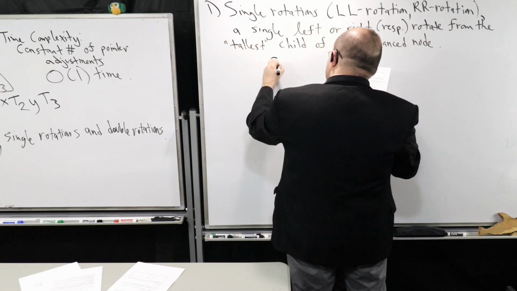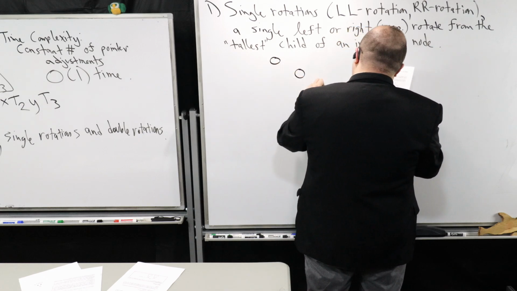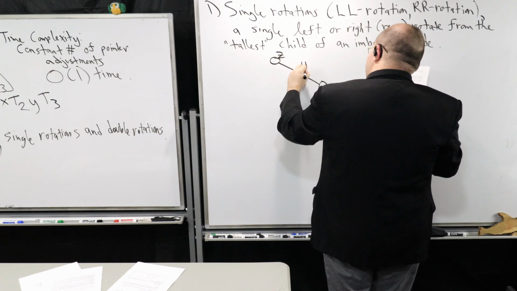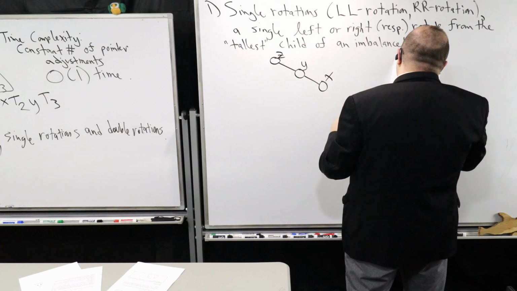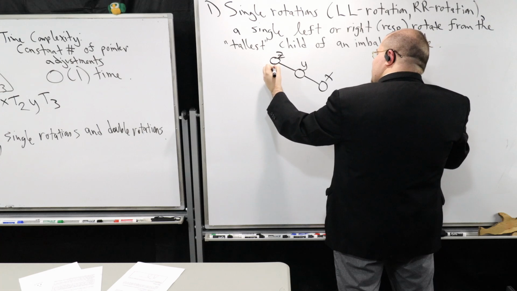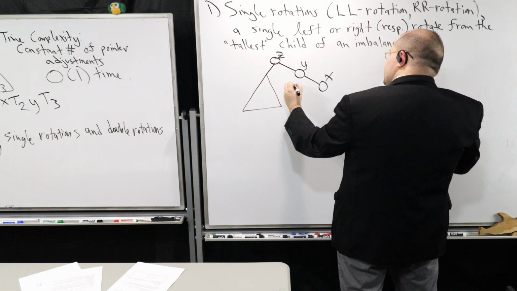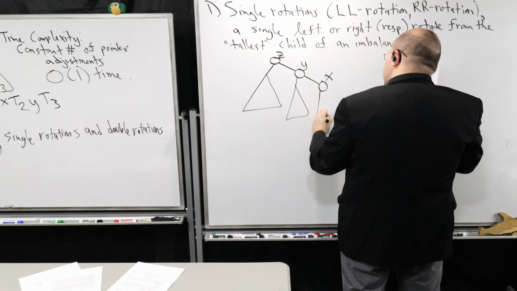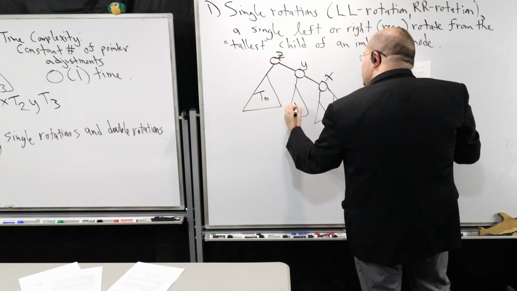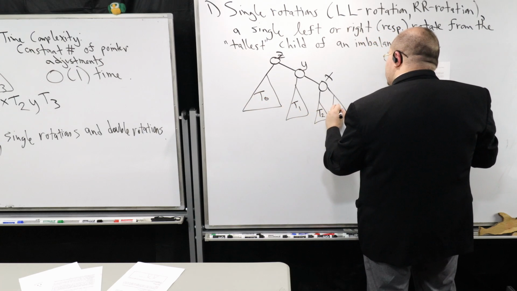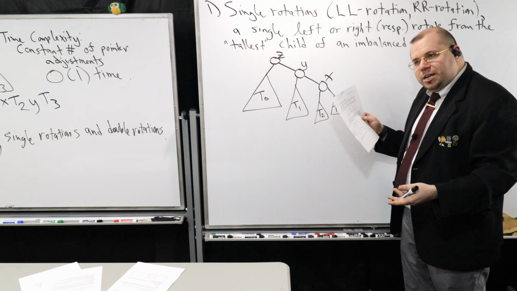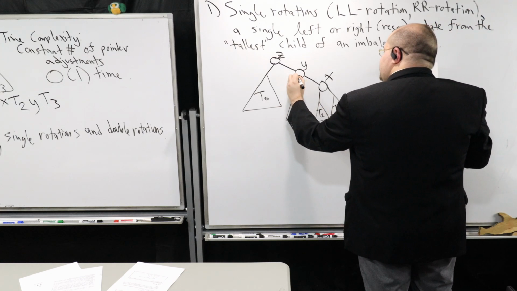So I'm going to first draw our first one. It's going to be a node called Z. I'm going to have another one called Y and another one called X. I'm going to have 4 subtrees, T0, T1, T2, and T3. And what I'm going to do is perform a rotation at a specific node.